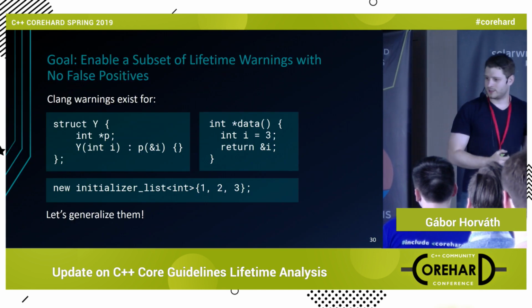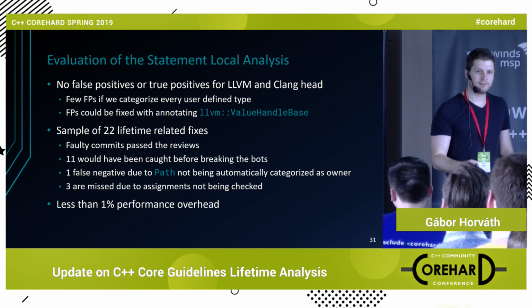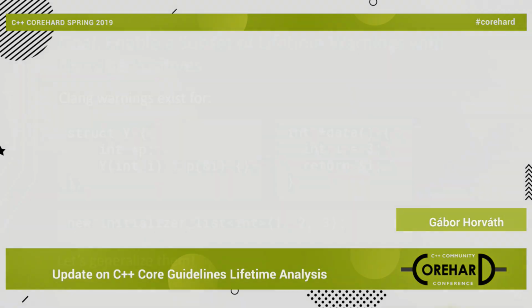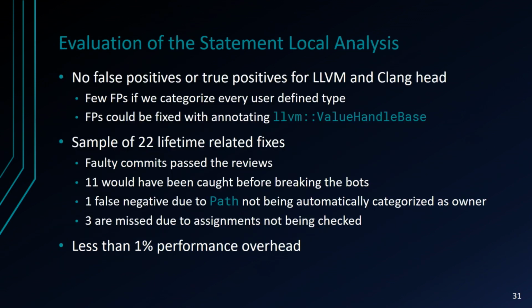So this is what we basically did. We haven't finished generalizing all of them, but we made most of these warnings understand user code. So for example, if we return a reference wrapper instead of a raw pointer, in our branch of the Clang compiler, we will also get a warning, not just for the raw pointer. So that's the basic idea.